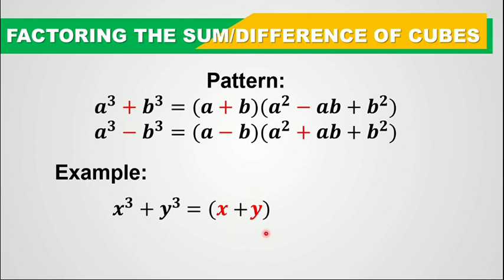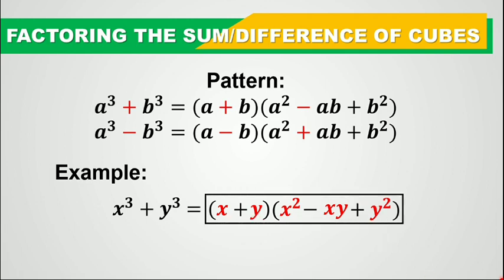So the other factor would be just square the first term. So x squared. Because the first sign is plus, the second operation is minus. So minus, you multiply the first term and the second term. So x times y, that's xy. And then plus the square of the last term y. So y squared. So in other words, this is the answer for this particular example. Alright? It is easy as long as you familiarize yourself and perceive the pattern.